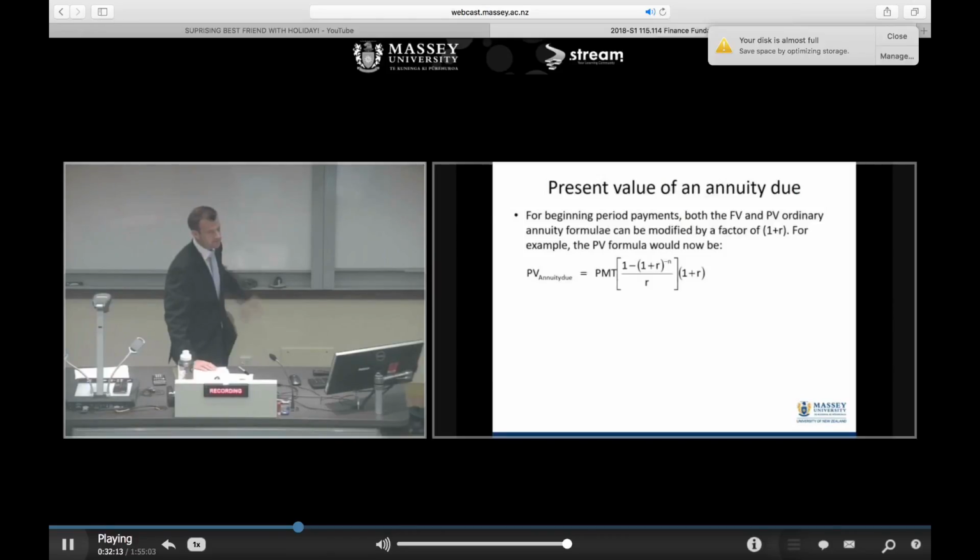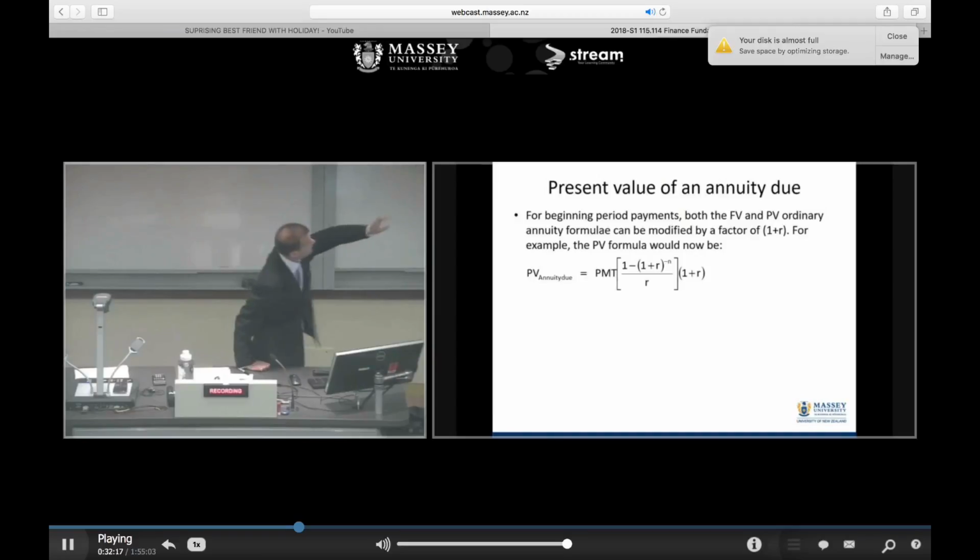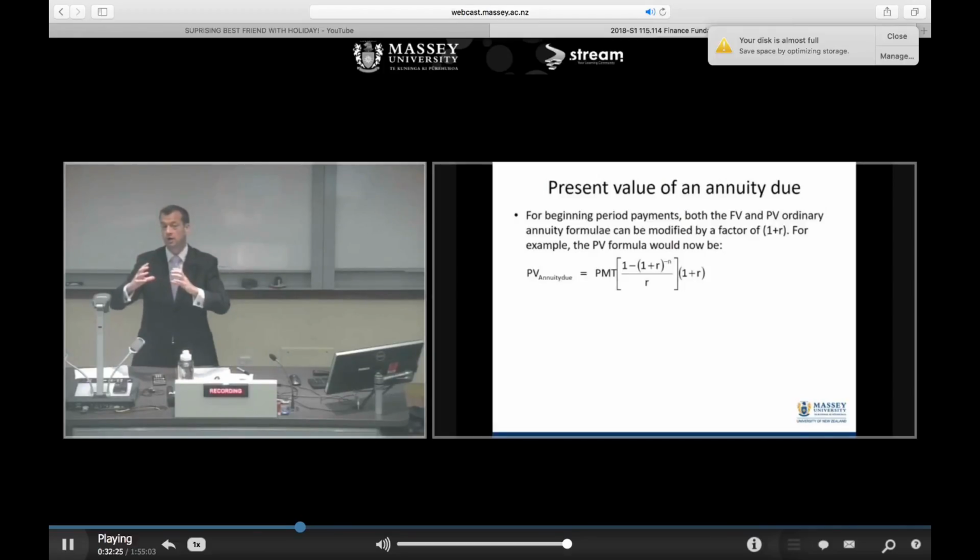So that's ordinary annuities. What about annuity due? Well, actually, all we need to do is for any of the formulas, whether it's the future value annuity or the present value annuity, we just need to multiply each of them by 1 plus the interest rate. Because all that is saying is everything's actually had 1 more year.